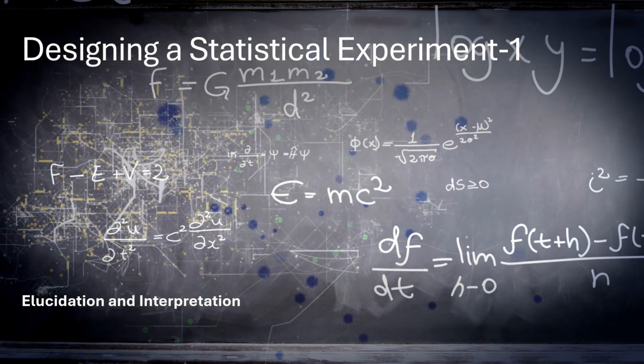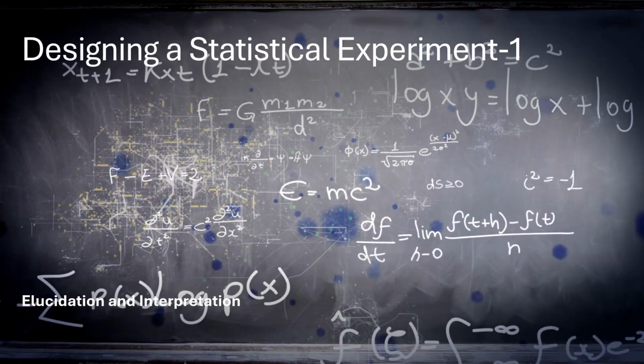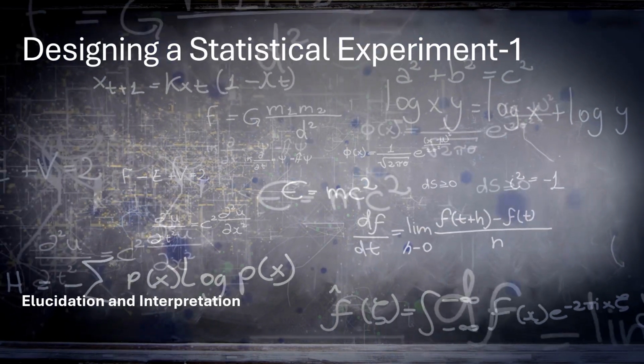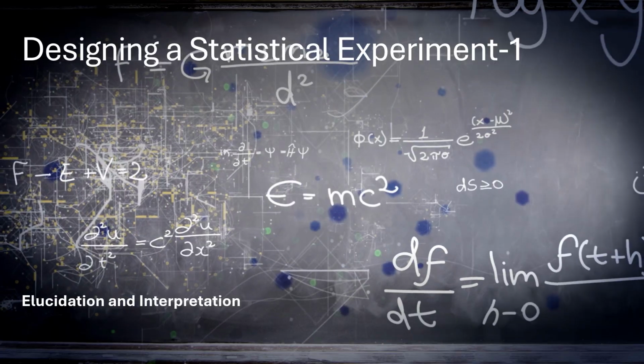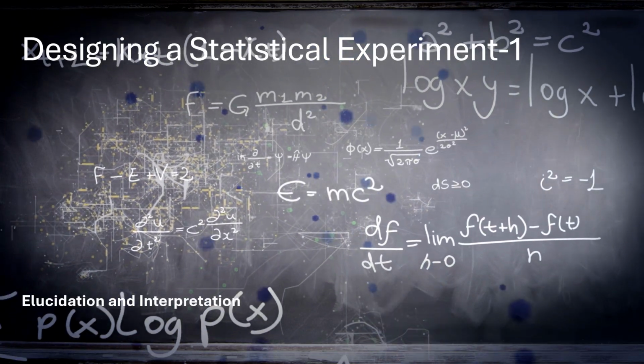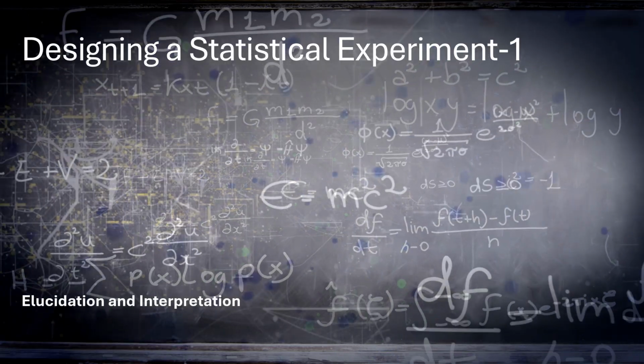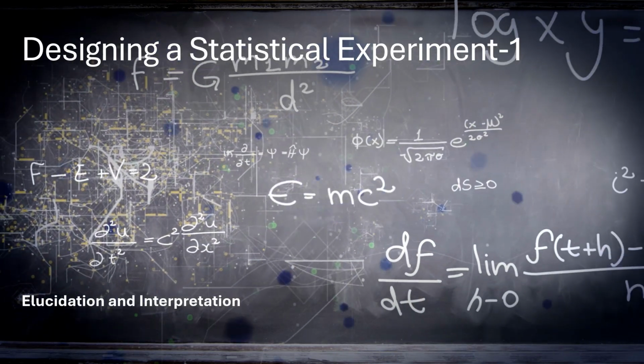A well-designed experiment. Designing a statistical experiment is not just about collecting data, it's about planning carefully so that the data we gather truly answers the questions we are asking. A good design controls variation, reduces bias, and ensures that results are both valid and reproducible.